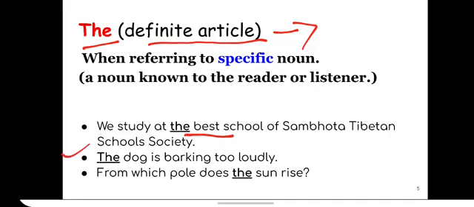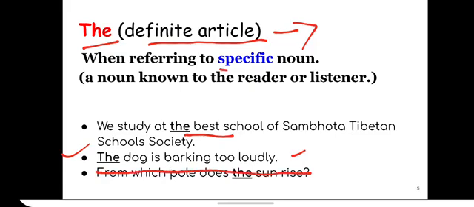Secondly, the dog is barking too loudly. So suppose there are a few dogs outside the school compound and then one of them is barking loudly, so you can say the dog is barking loudly, and we know which dog you're talking about, the one who is barking loudly, right? Now this question is incorrect, therefore I'll erase it.